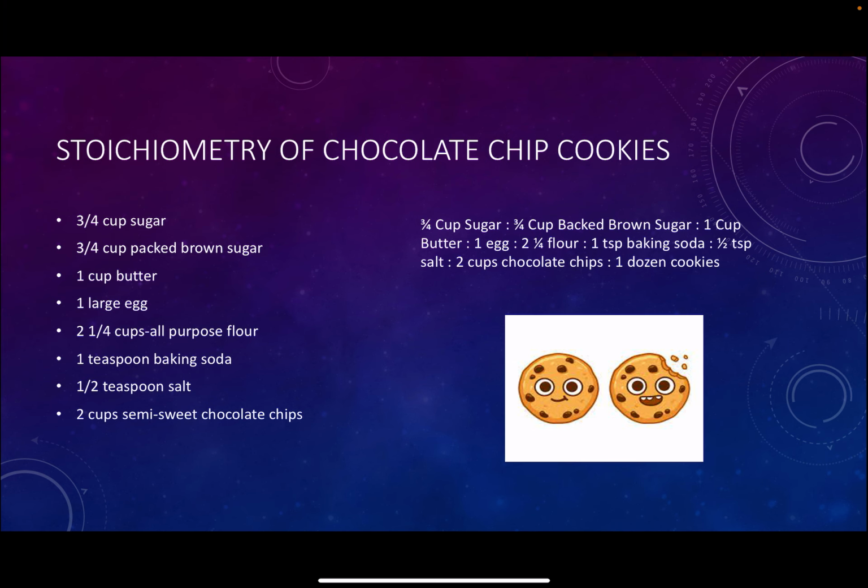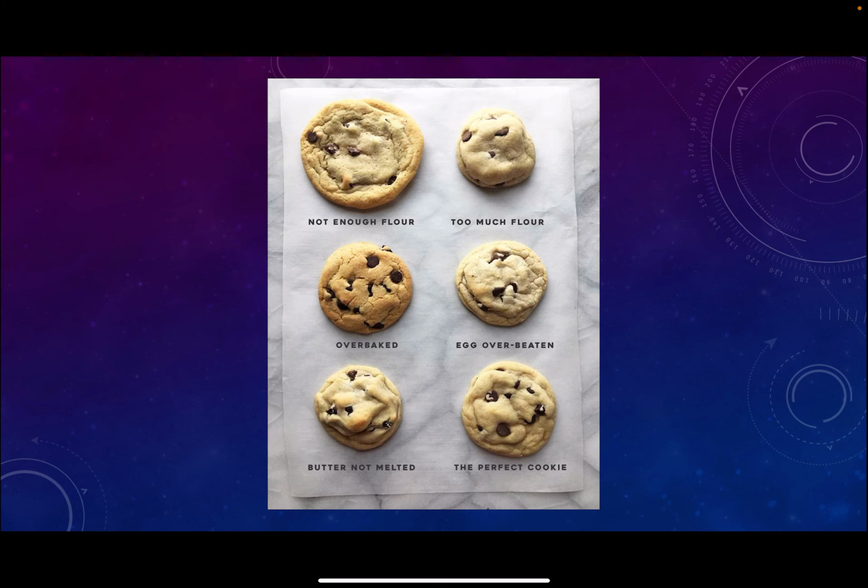Now let's say if you wanted half a dozen cookies, you would need half as many of all the ingredients. And then if you wanted twice as many cookies, which would be 2 dozen cookies, you would need twice as many ingredients for the recipe. And this slide just shows what happens if you play around with the ingredients, if you add too much, if you add too little, if you overbake it, or if you don't handle the ingredients properly.